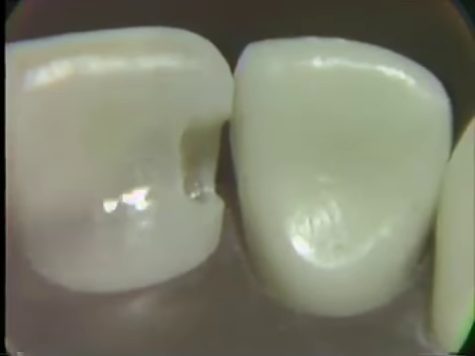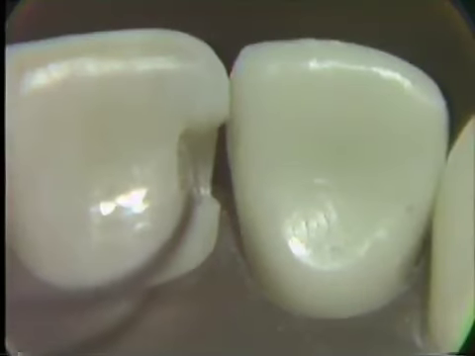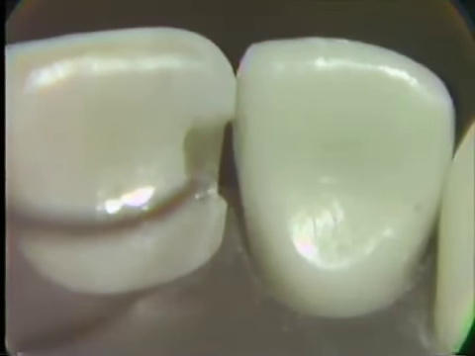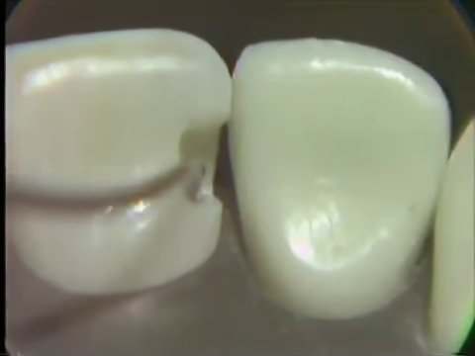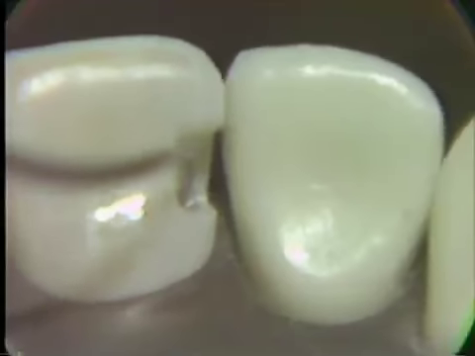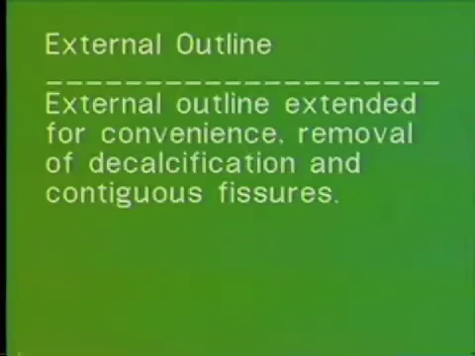We do see that that is true, that there is a good visual observation of the retention in the incisal area. It is within the dentin, leaving an intact dentin-enamel junction. In the cervical area, minor retention to the labial aspect, and then moving back to the lingual, there's major retention here. Again, we can see this, and with the explorer in position, obviously we can feel that. The external outline form is extended for convenience, for removal of decalcification. Here, of course, there are no contiguous fissures.